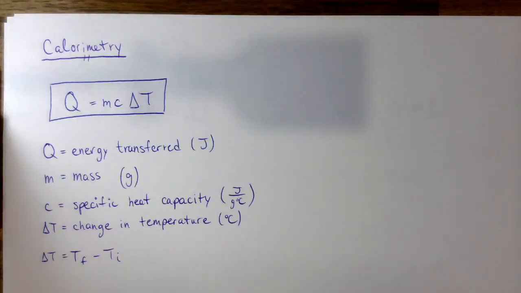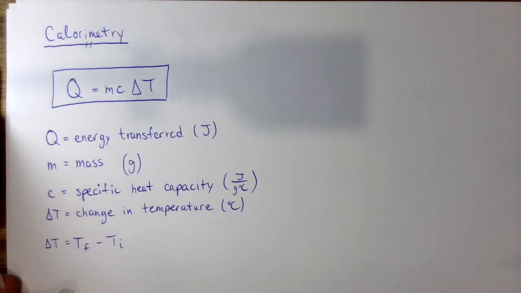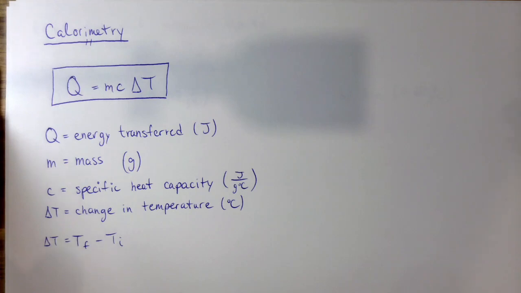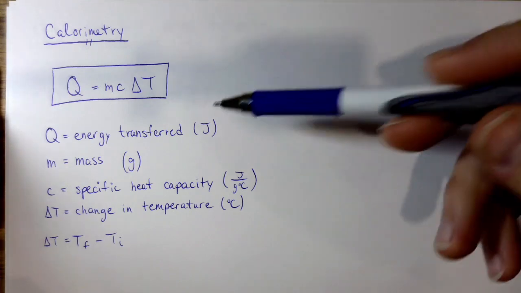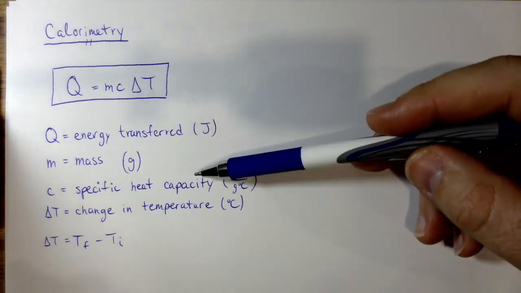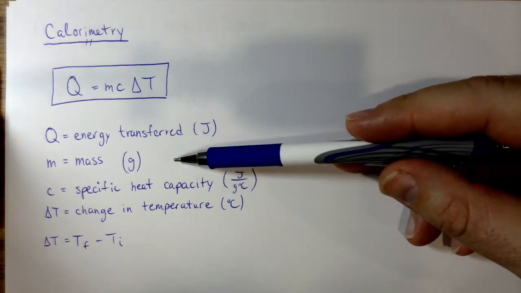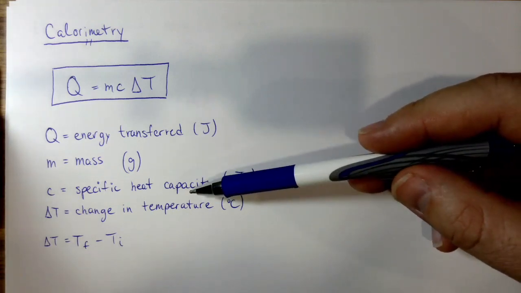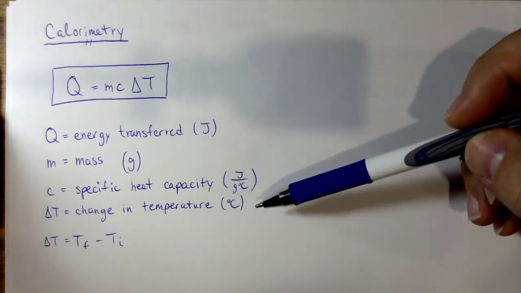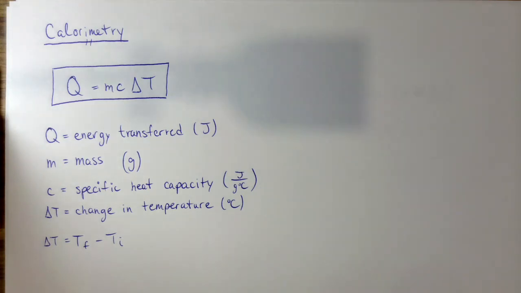Hey, it's Mr. K. Let's talk about calorimetry, specifically Q equals mc delta T. So the Q is talking about the energy being transferred. M is the mass of the sample that's either heating up or cooling down. C represents the specific heat capacity. And delta T represents the change in temperature.